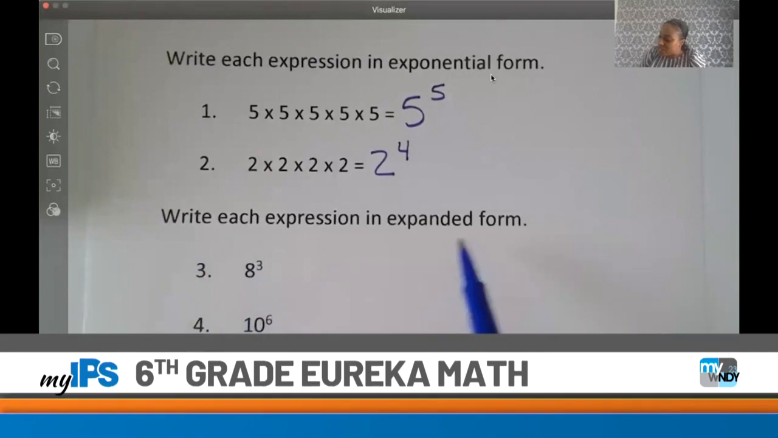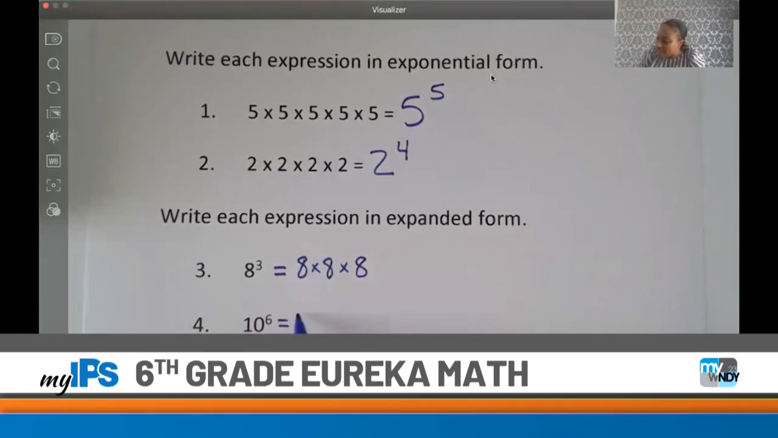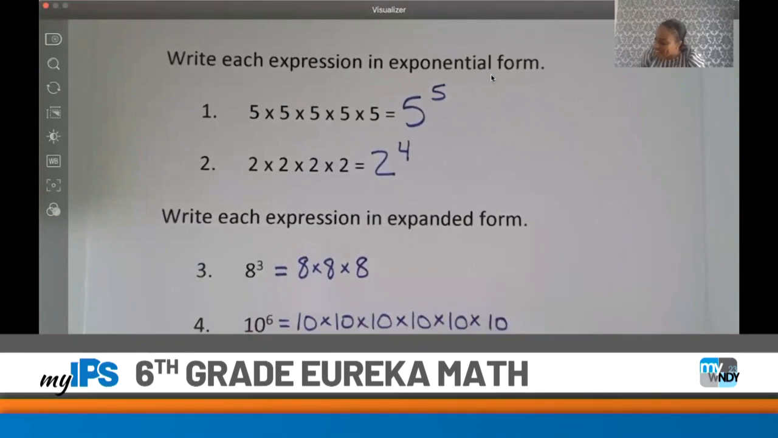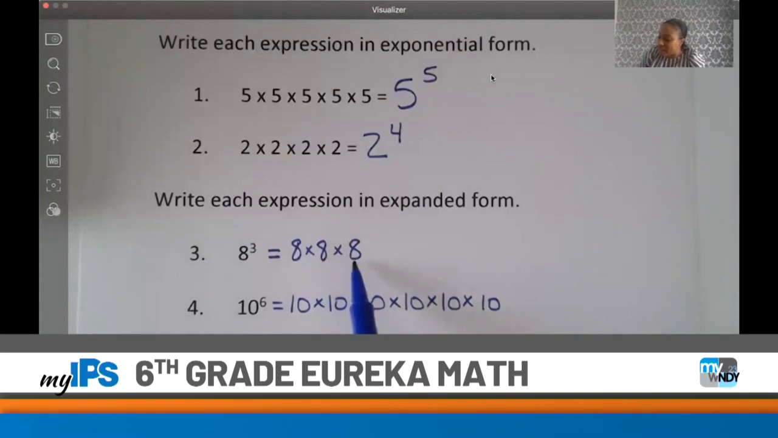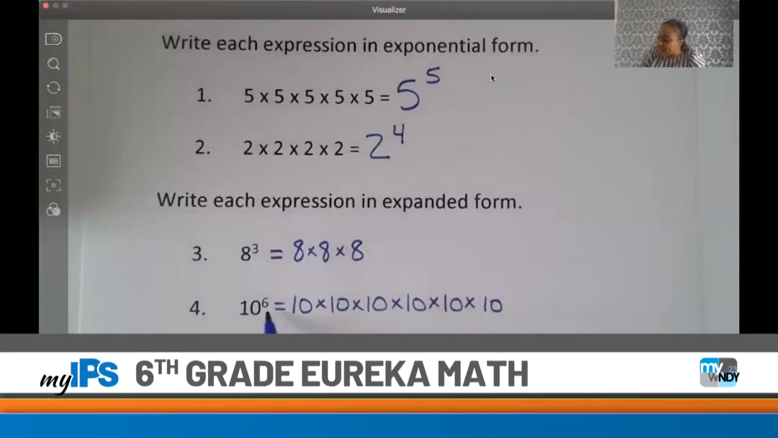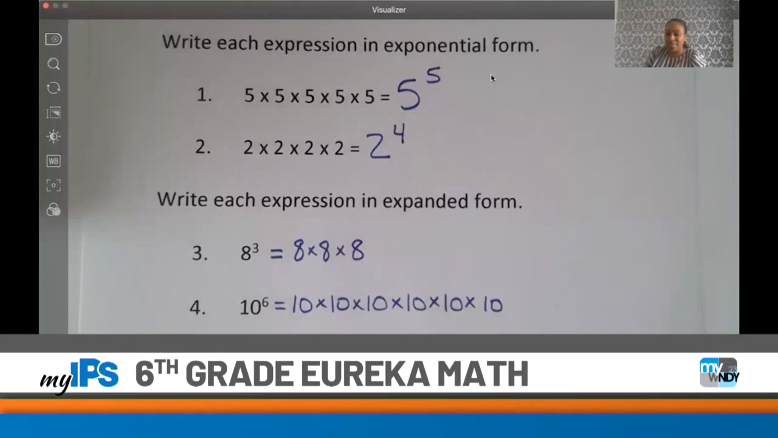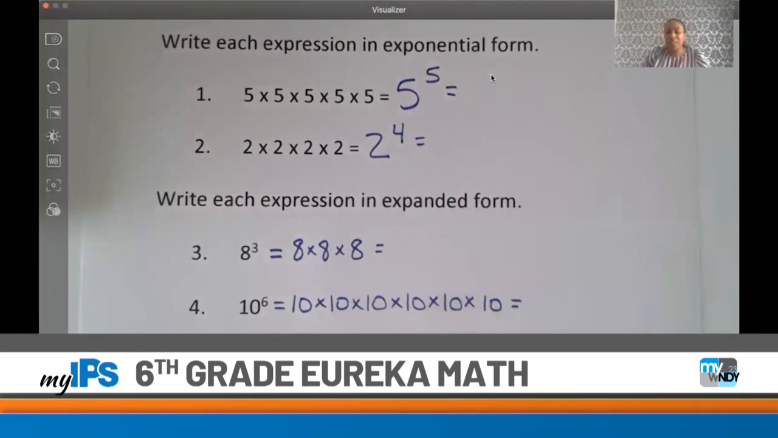Now let's write each expression in expanded form. 8 to the 3rd power will be written as 8 times 8 times 8. 10 to the 6th power will be written as 10 times 10 times 10 times 10 times 10 times 10. G to the 3rd power will be written as G times G times G. Now I want to make sure that the number of times that I've written 8 matches the exponent. I have 3 8s, 3, 4, 5, 6 10s, and I have 1, 2, 3 G's. Now go ahead and take your calculator and go back and evaluate numbers 1 through 4. Pause your video and we'll resume and go over the answers whenever you're ready.